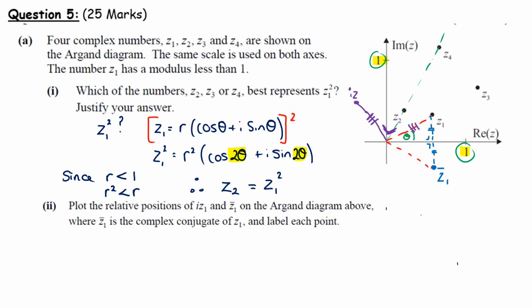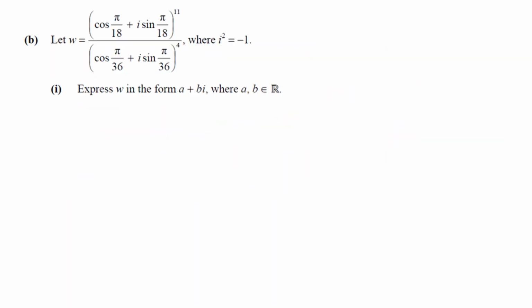We would have talked about this when we did complex numbers, about how that looks like iz1. We talked about how multiplying by i rotates it 90 degrees anti-clockwise. So that doesn't need any kind of working out. We don't need any numbers. We don't have any numbers. We just need to understand how they relate graphically. So this is a nice little question.